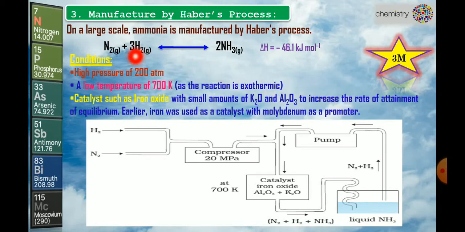Here it is: 1 mark for the balanced equation, 2nd mark for conditions, and the 3rd mark for a neat flowchart. Okay, that's enough for examination.